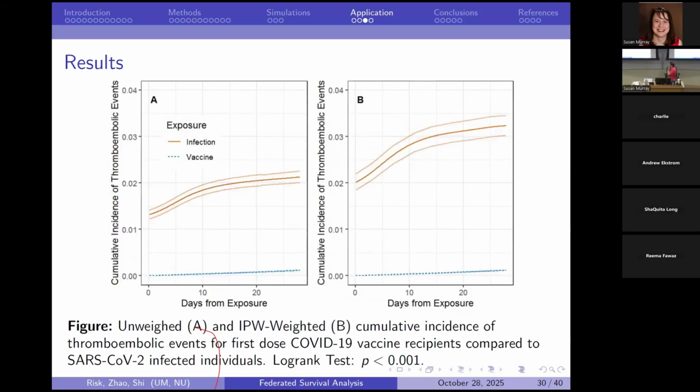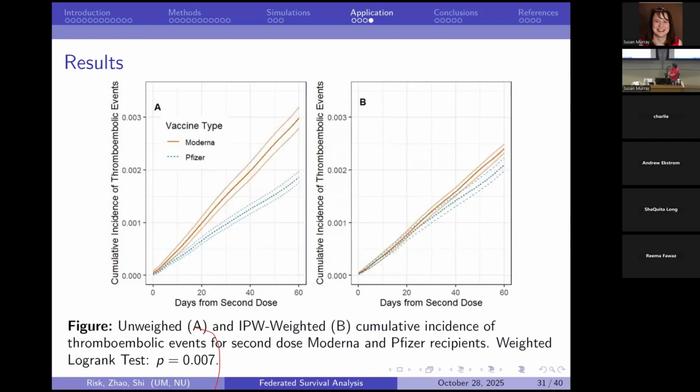So this was our comparison of cumulative incidence of thromboembolic events, so blood clots, for first dose COVID-19 vaccine recipients compared to individuals with SARS-CoV-2 infections. As you can see, there's a massive difference, and it actually tends to get larger when we control for patient covariates. That tends to be because vaccine recipients were much older than vaccine hesitant individuals. So that was the explanation for that.